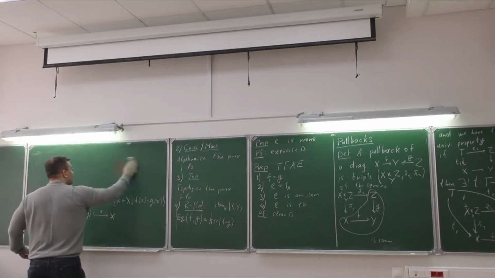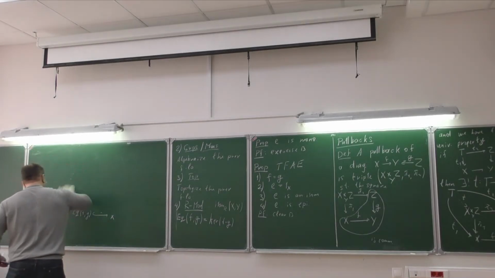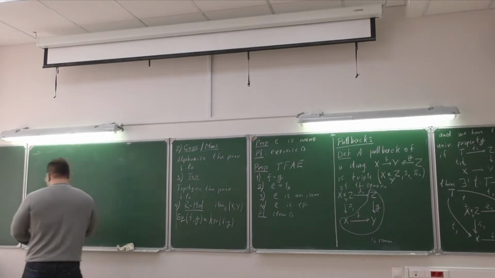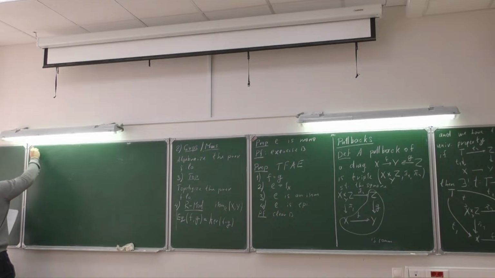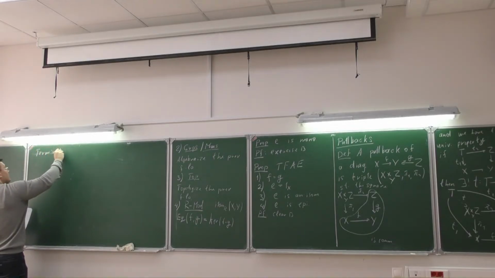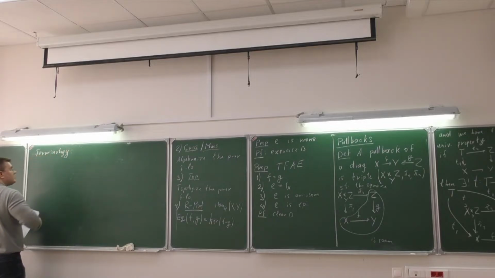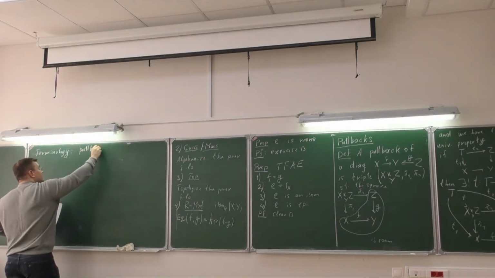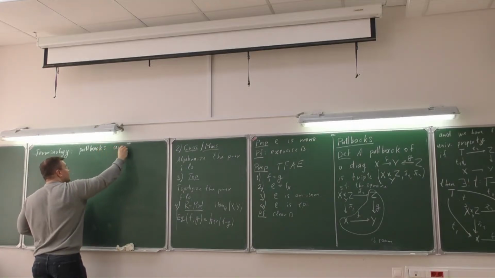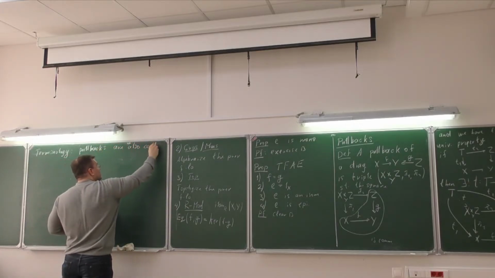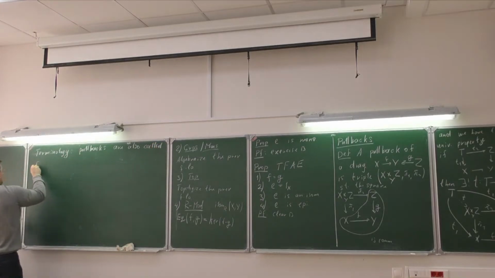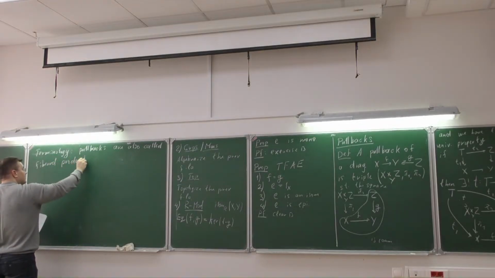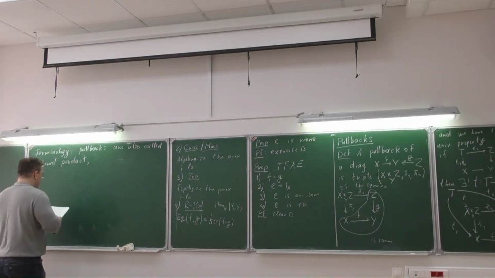I want to make a remark about terminology. Because there are so many books on category theory and so many papers, the terminology might be different in different sources. So pullbacks are also called fibered products, and also called Cartesian squares.